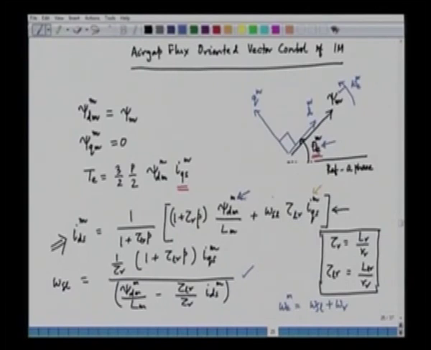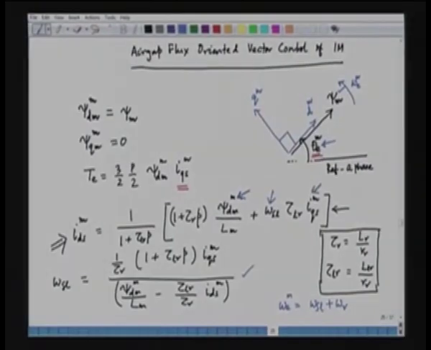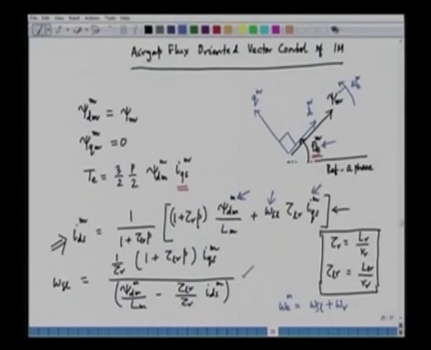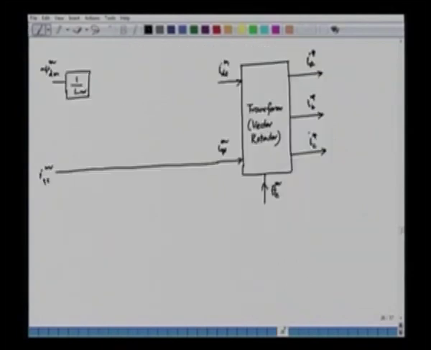and then omega SL, the slip speed, and of course, IQSM is the torque component of current. So, when we want to evaluate IDSM, we have to take psi dm, omega SL and IQSM to find out IDSM. So, that is what we are implementing through this block diagram. So, from psi dm we divide by Lm, and then we multiply by a gain block, and this is 1 plus tau r p as per the equation.